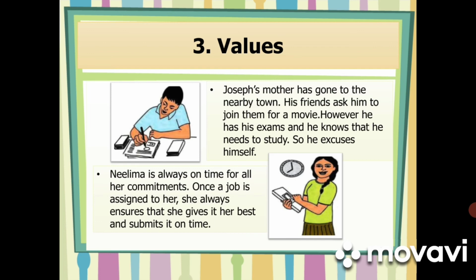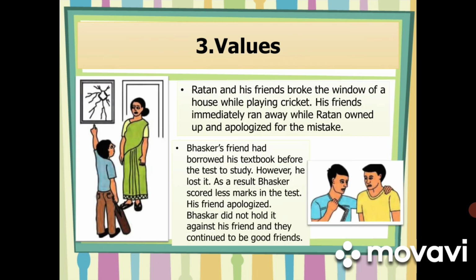Nilima is always on time for all her commitments. Once a job is assigned to her, she always ensures that she gives it her best and submits it on time. Ratan and his friends broke the window of a house while playing cricket. His friends immediately ran away while Ratan owned up and apologized for the mistake. Bhaskar's friend had borrowed his textbook before the test to study. However, he lost it. As a result, Bhaskar scored less marks in the test. His friends apologized. Bhaskar did not hold it against his friend, and they continued to be good friends.